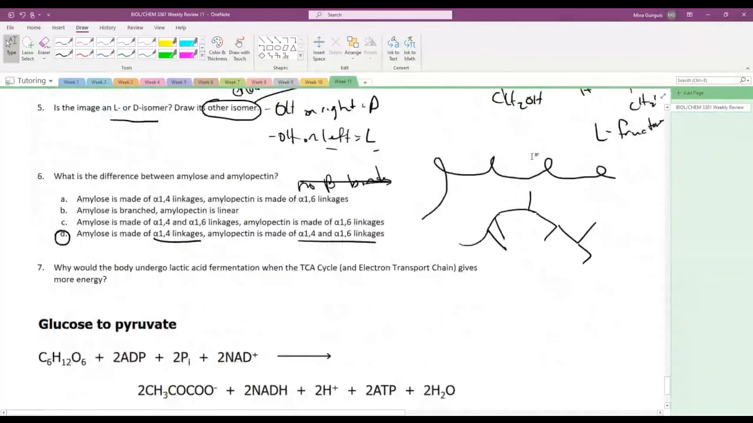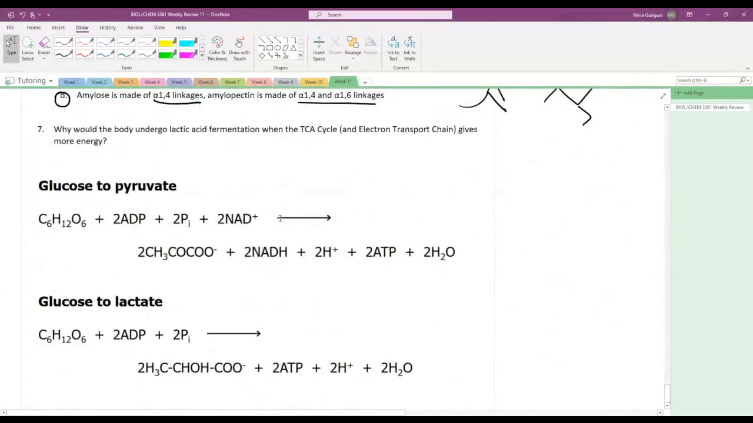And the very last question is, why would the body undergo lactic acid fermentation when the TCA cycle and electron transport chain give so much more energy? Okay, so I'm going to give you guys a second to think about this because it is a little bit tricky.